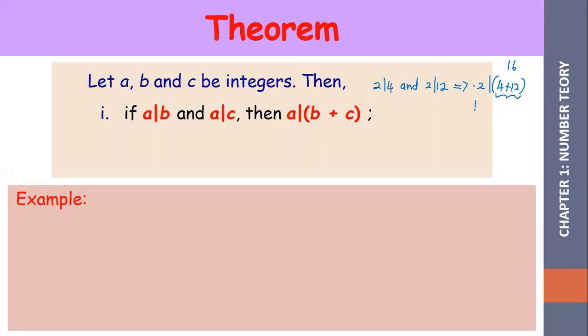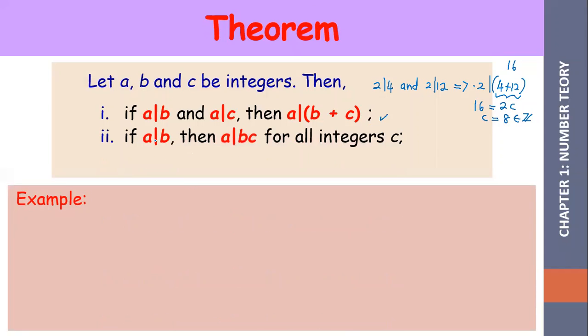Now how to check it? B is equal to AC, 16 is equal to 2 times C. What is C? C is 8. So 8 is an integer. So this theorem is true. So we move to the second theorem. If A divides B, then A divides BC for all integer C.